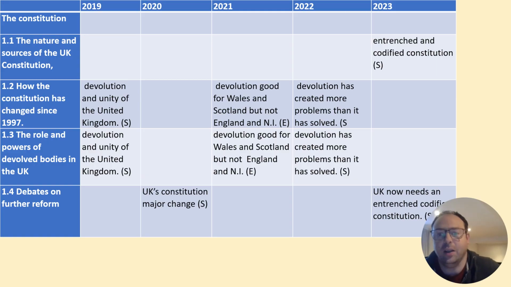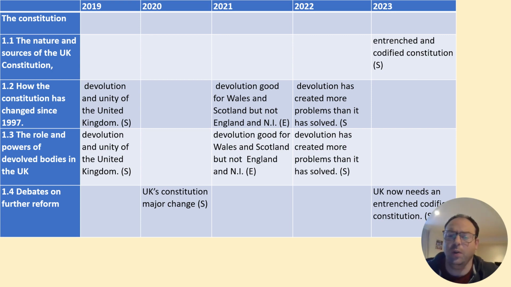So that technically is 1.3, but obviously it overlaps. If you can see 1.2 and 1.3, 1.2, how the Constitution has changed since 97. Well, a lot of the changes to the Constitution since 97 have been devolution, and 1.3, the role and power of the devolved body. So I've often, in all of these, doubled those up. They're not two different questions. I've just doubled up those, and it relates to both 1.2 and 1.3.